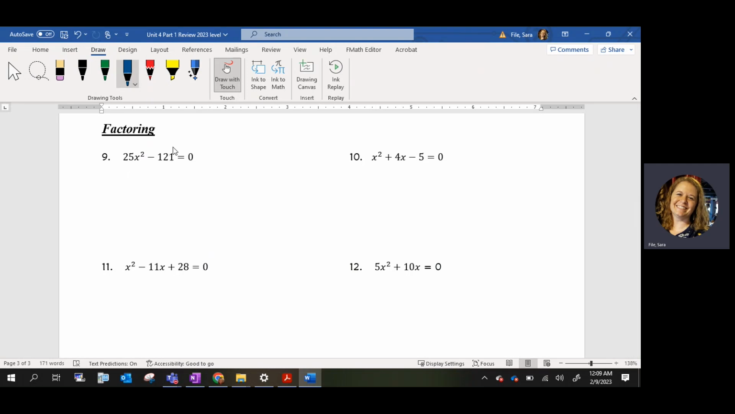This first one, I can solve two different ways. I can factor because this is the difference, meaning it's subtraction, of two perfect squares. Or I can just isolate the x, since there's only one term that has an x in it, which is most likely the method y'all are going to use. So the minus 121 gets added to the other side. The 25 needs to be divided over.